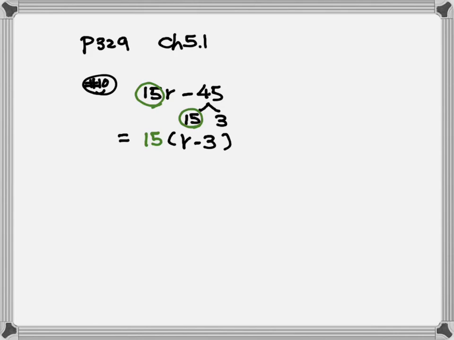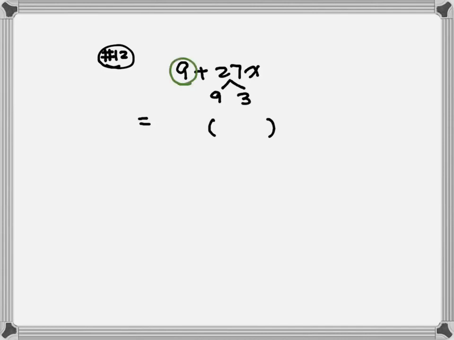Now let's look at number 12. Number 12, we have 9 plus 27x. Again, factor out the common factors. Step 1, we're going to draw empty parentheses. Step 2, we're going to check, can the smaller number go into the large number? 9 times 3 is 27. So the common factor is 9. So here I'm going to factor out the 9. So 9 goes out. Then after that, whatever you cannot take out, you're going to leave inside the parentheses.